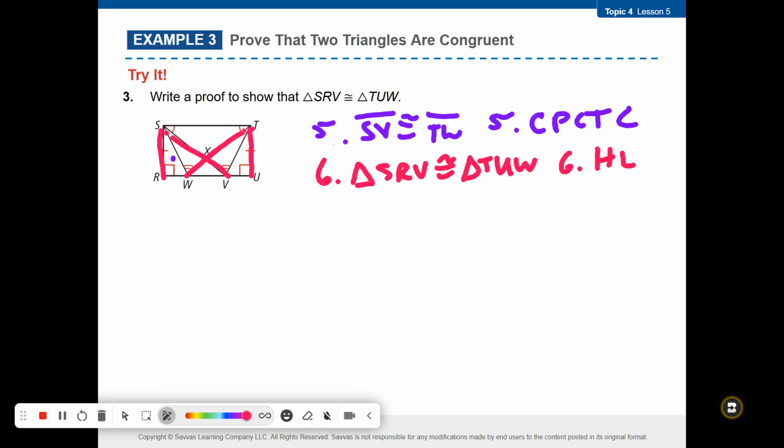So the deal with overlapping triangles is this. Sometimes you have to look at what you're given, and you might not be able to go straight to the triangle you want to prove. But this is why we have CPCTC, right? To get those parts that we need.